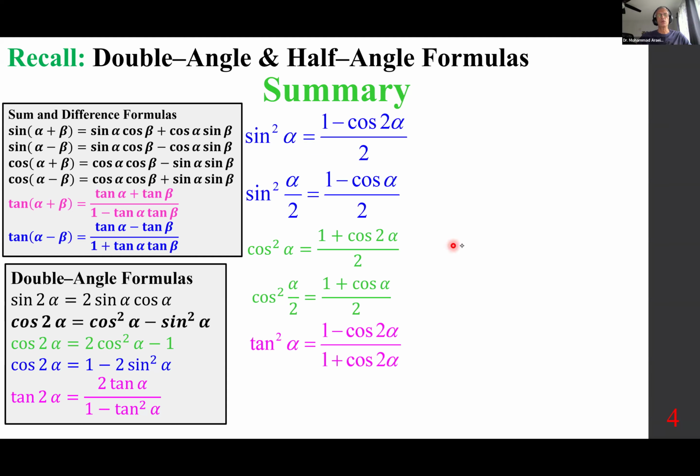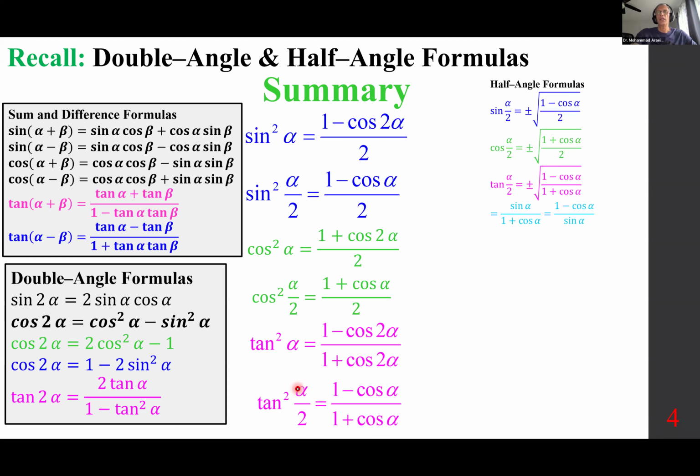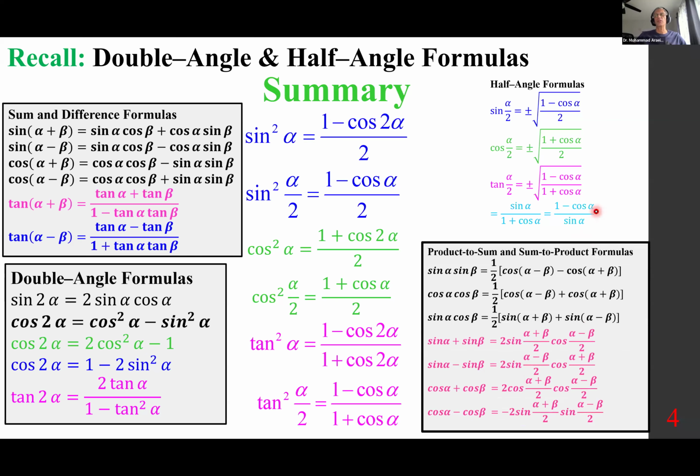And tan squared of alpha, there are different ways of writing it. One way is sine over cosine, and of course, cut it in half. Take a root to find sine of alpha over 2 and the rest of it. You have plus or minus, and you decide which one based on the quadrant. In the case of tan, you have 2 more ways to write it. In these 2 cases, you don't have to worry about plus or minus. There are also product to sum and sum to product formulas, in case anybody needs them.